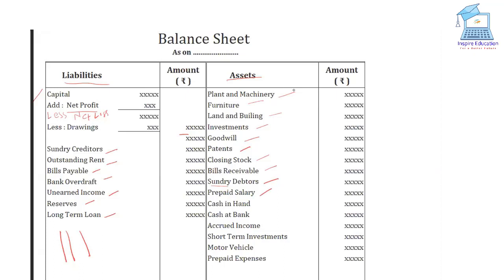Prepaid salary, the salary we have paid to our employees in advance, is our asset. Cash in hand, cash at bank, these things are assets. Accrued income: accrued means earned but not received. We have earned the income, but we have not received it. In that case, this is also our asset. Short-term investments, motor vehicle, prepaid expenses. Any expense which is paid in advance, or prepaid, is also treated as an asset.